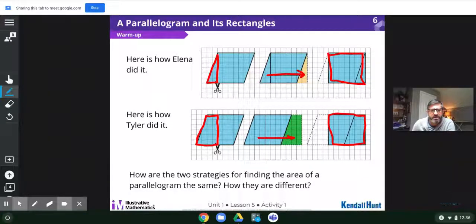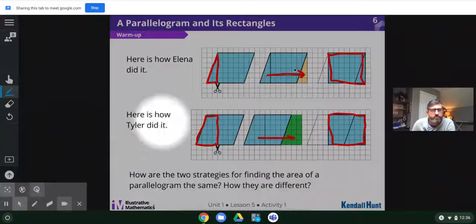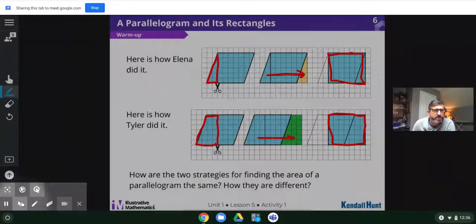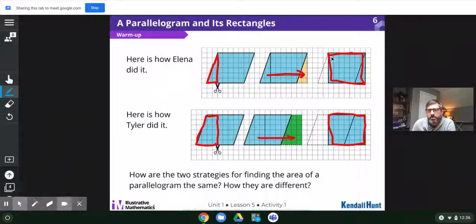But let's think about it differently. How many sides do we have here? Or how long is one of these sides on the parallelogram? Because remember, opposite sides of a parallelogram are the same length. So this side and this side would be the same length, and then this side and this side would be the same length. So let's take a look at that.